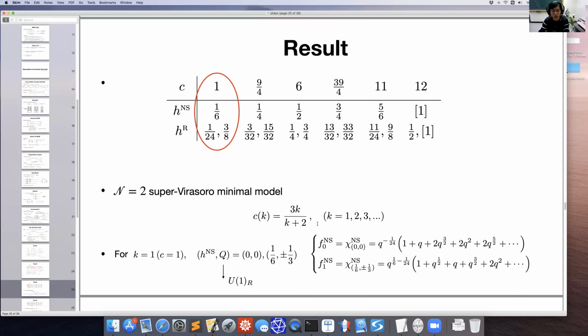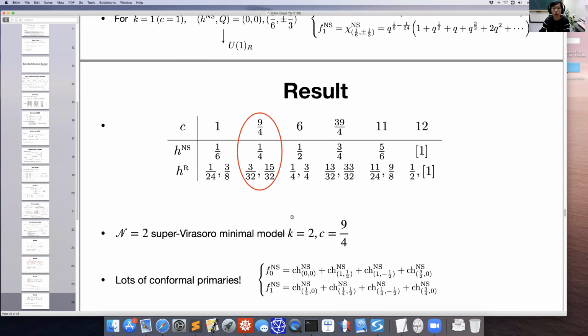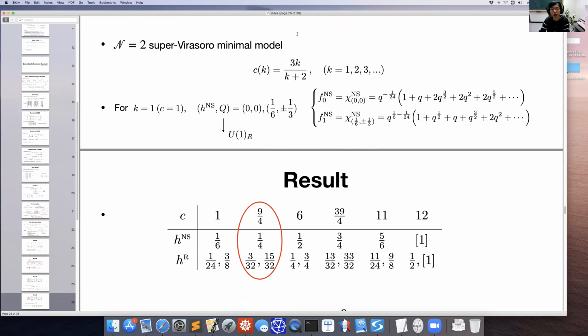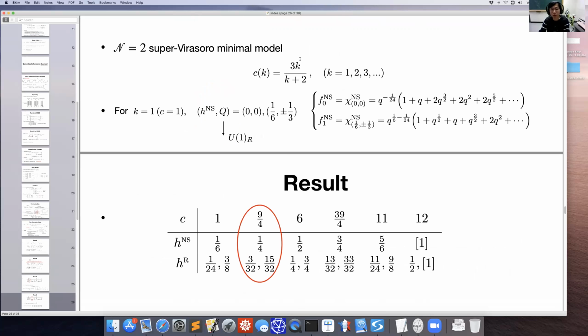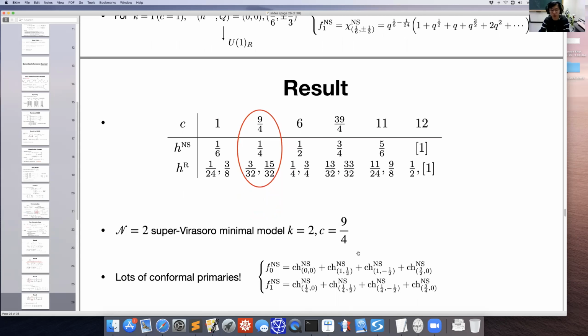Okay, so this is good. Now let's look at the second one. Remember in our classification, we have this central charge. If I plug in k equal to 6, you can easily show that this actually gives 9/4. Then you may guess that this should correspond to the N=2 super minimal model with k equal to 2. Actually, this k equal to 6, sorry, is a typo.